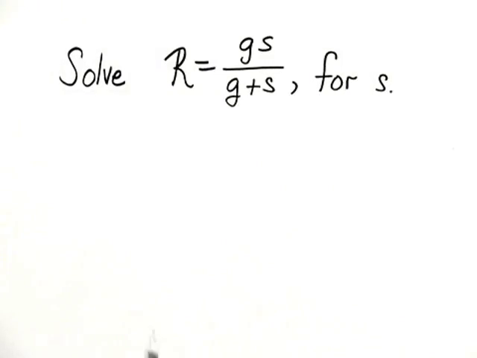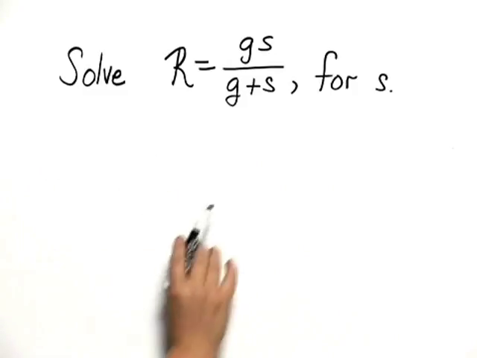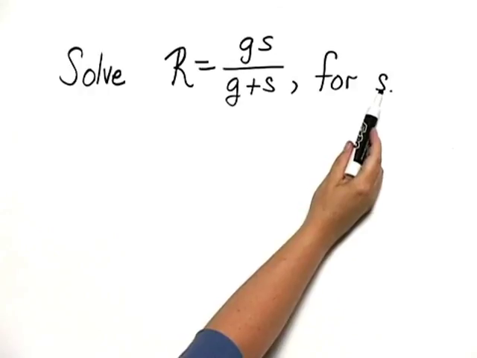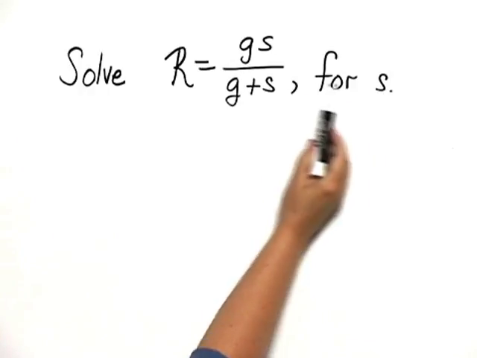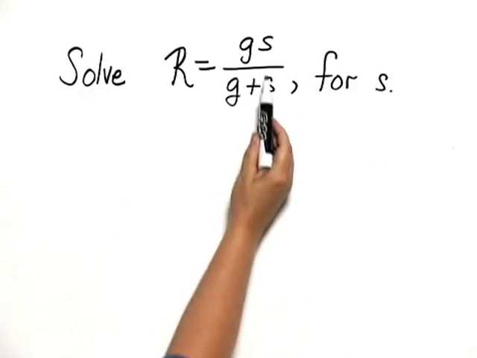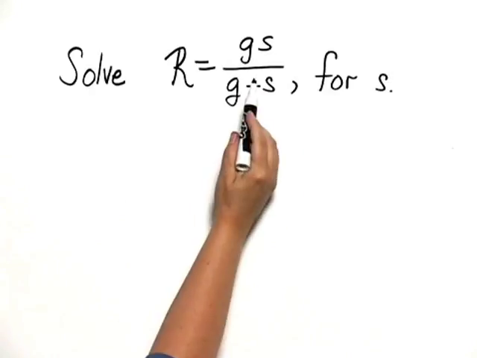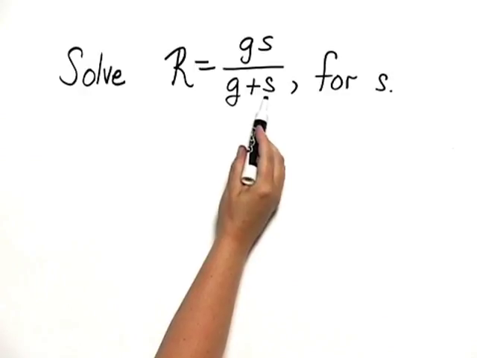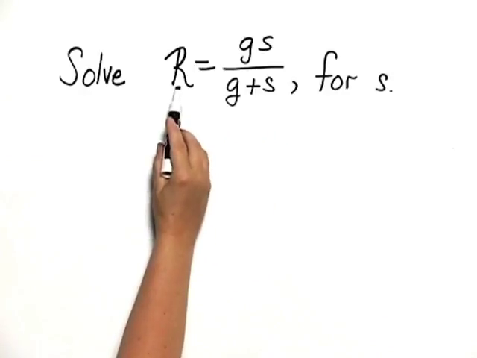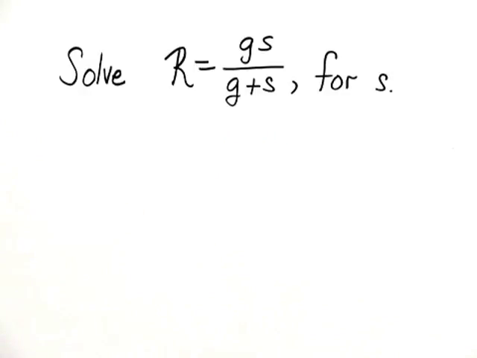Solve r equals gs over g plus s for s. When you're solving an equation, the first thing I like to do is look for the variable I'm solving for, s, and identify it. Here's an s and here's an s. There are two occurrences of it. What we want to do is get s by itself on one side of the equation, instead of r, which is by itself on one side of the equation.